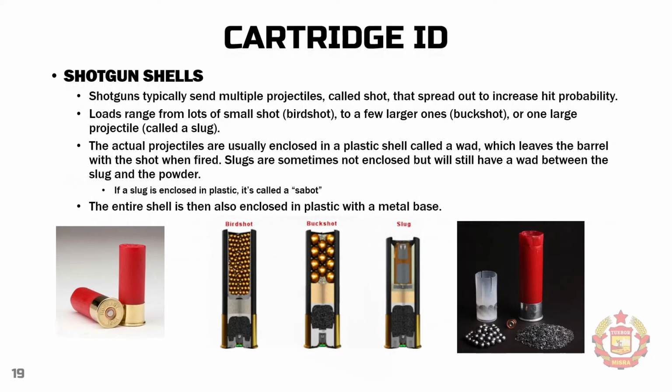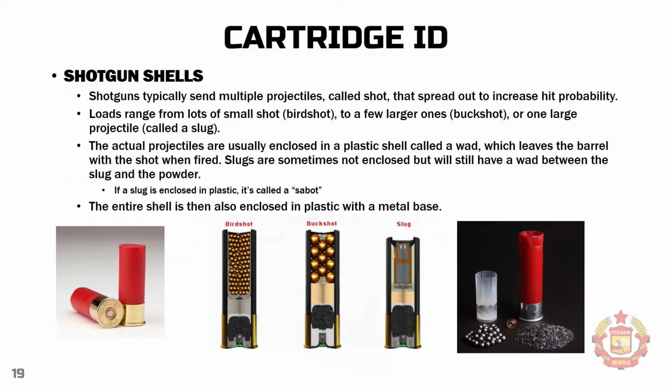Now we have shotgun shells, identifying shotgun shells. This can get complicated, so we'll just stick with the basics here. Shotguns typically send multiple projectiles called shot that spread out to increase your hit probability. In the bottom center image here, we can see birdshot and buckshot are two examples of sending multiple projectiles downrange. The slug we will talk about in a second.